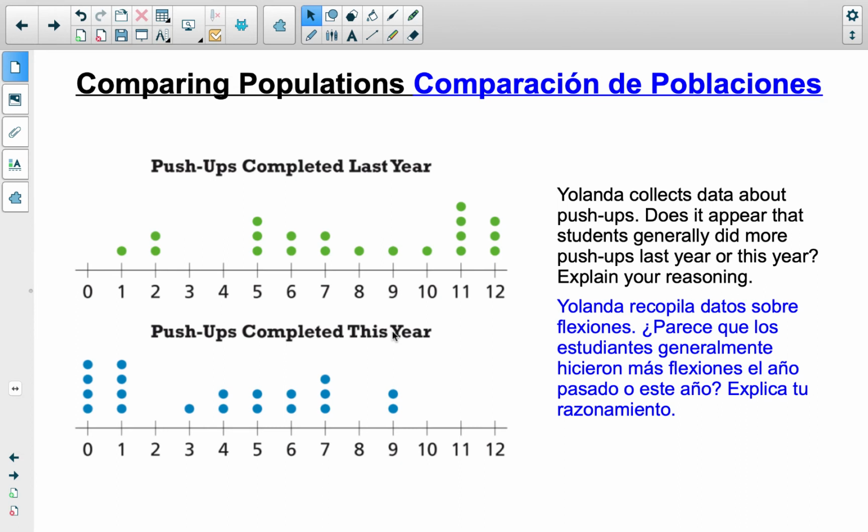Now, let's look at one more dealing with push-ups. And I just want you to look at the dot plot because you should immediately be able, within 5 seconds, by looking at this, to make some inferences.